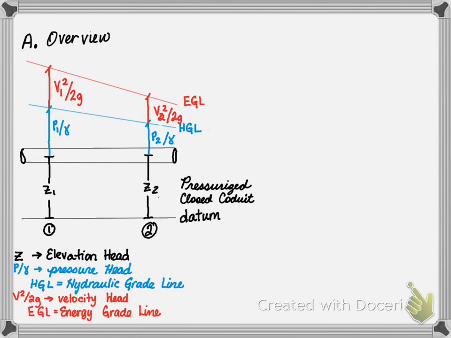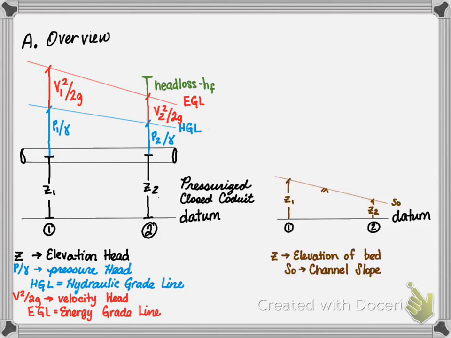If you're interested in figuring out the energy at any given point, you will sum the elevation head, the pressure head, and the velocity head. The difference between the energy at point 1 and point 2 is the head loss within the system. On the other hand, in an open channel, elevation is measured from the datum to the bottom of the channel. The slope between point 1 and 2 is the bed slope.